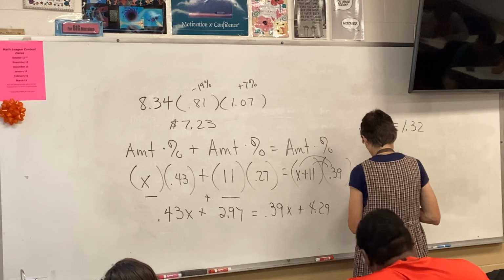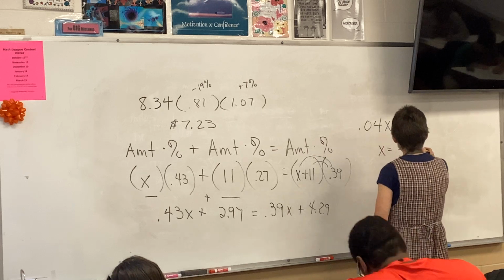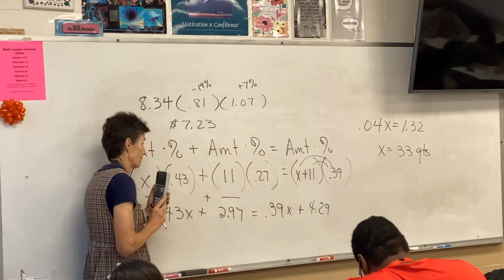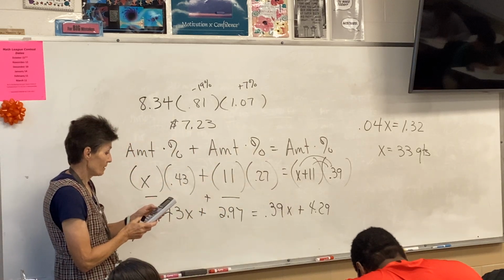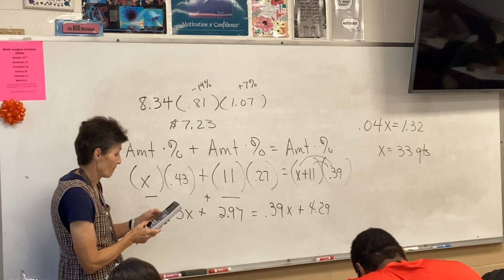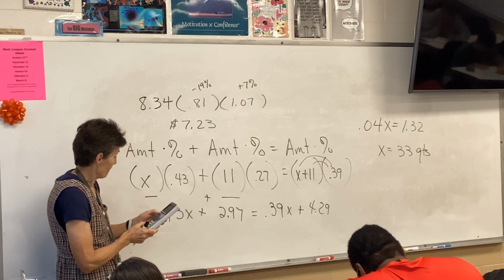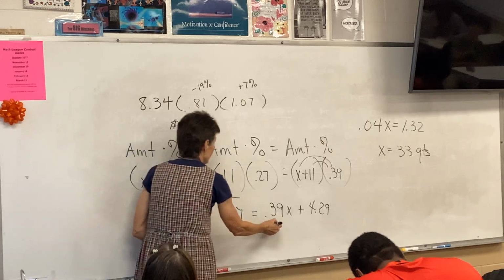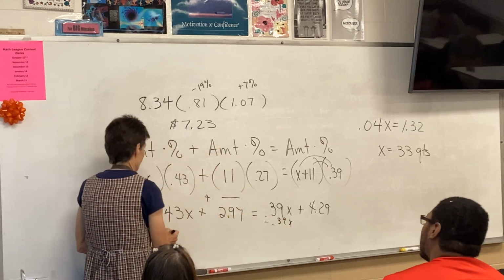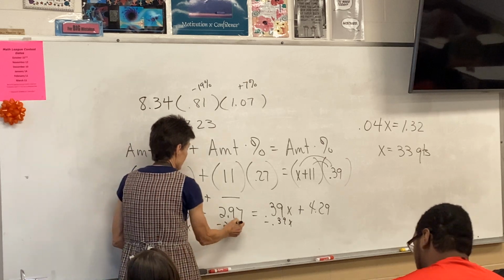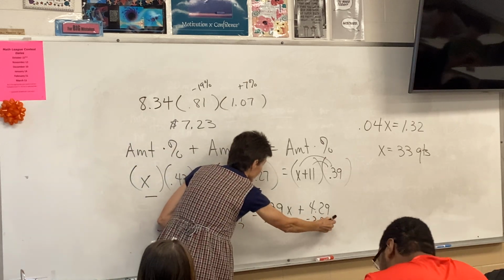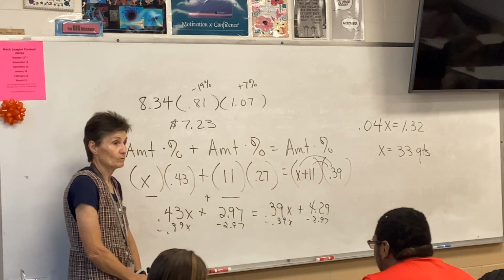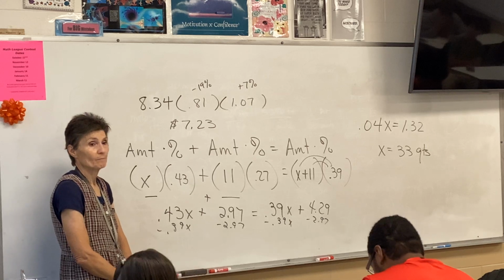And I got 33 quarts, if I subtracted and divided right. Okay, so I subtracted this to the other side. Subtracted this to the other side. And solve my equation. Anybody else get 33 quarts?